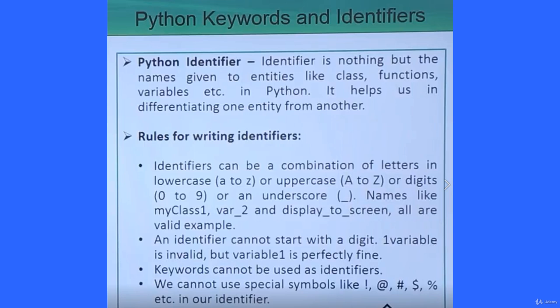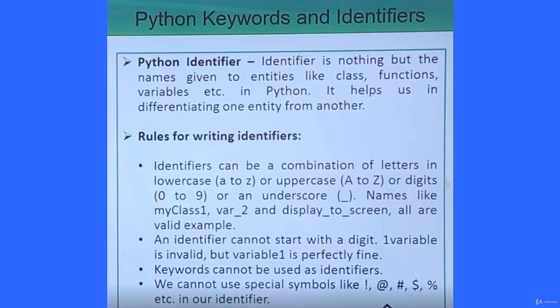Rules for writing identifiers. Identifiers can be a combination of letters in lowercase or uppercase, that is capital A to capital Z, digits ranging from 0 to 9, or an underscore. These are the valid characters in our identifiers. Names like myClass1, var_2 and display_2_screen are all valid examples of identifiers.